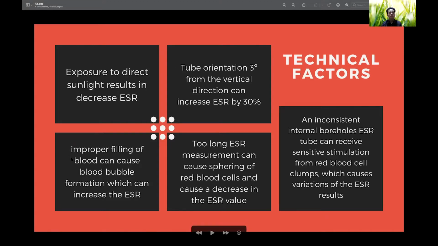Improper filling of blood can cause blood bubble, which can increase the ESR. Too long ESR measurement can spread off the red blood cells and cause decrease in the ESR value. And the last, an inconsistent internal borehole can receive sensitive stimulation from red blood cell clumps, which cause variation of the ESR value. That is all for my presentation.